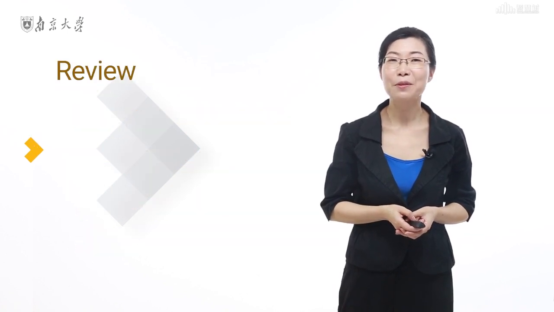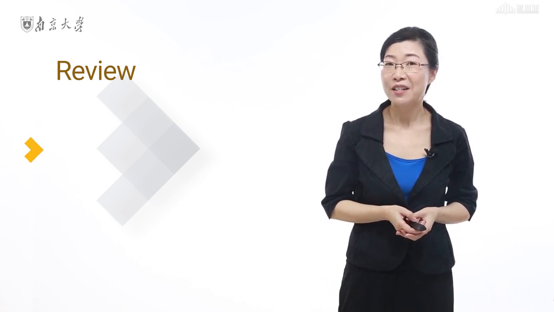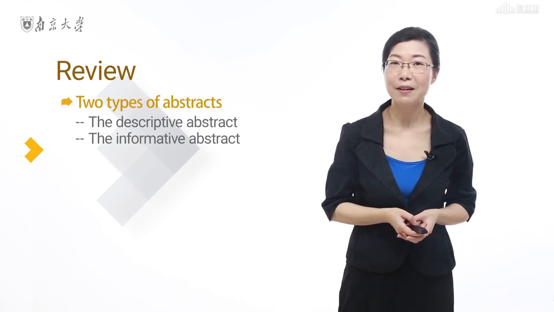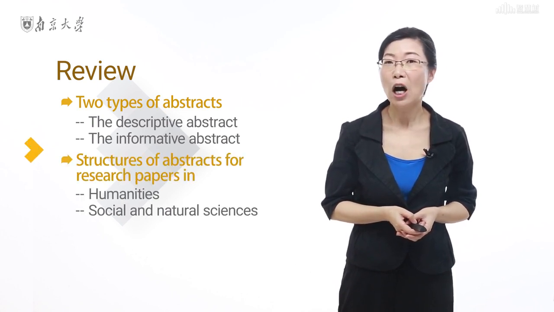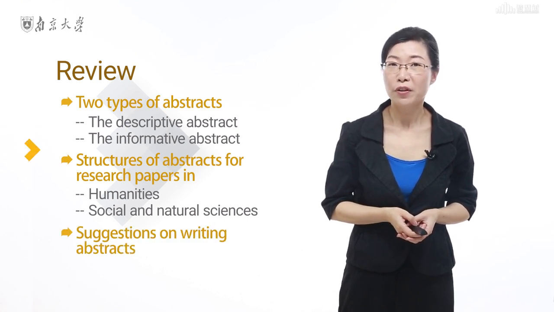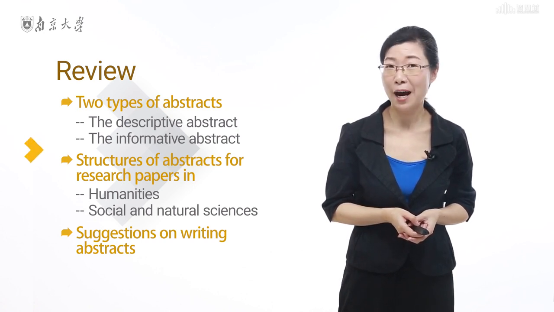All right, as we are coming to the end of the mini-lecture, let's review what we've learned today. First of all, we've discussed 2 types of abstracts, descriptive and informative, and their essential differences. Then we've learned the common structures of abstracts for research papers in humanities, social and natural sciences. In addition, we've gone through some tips for writing abstracts. Hope you will find all these tips useful in your own practice.